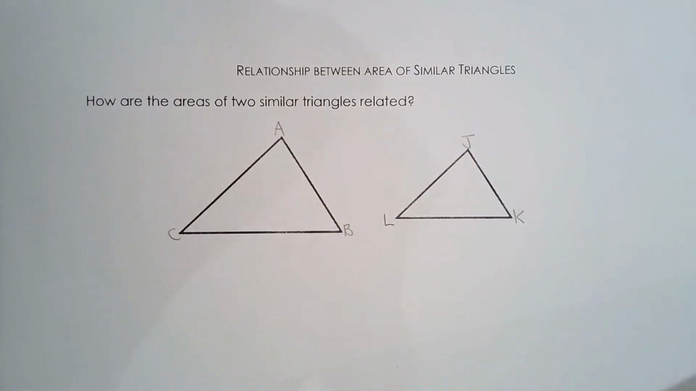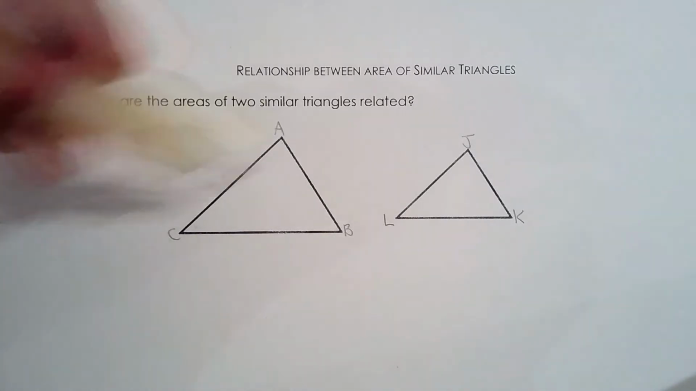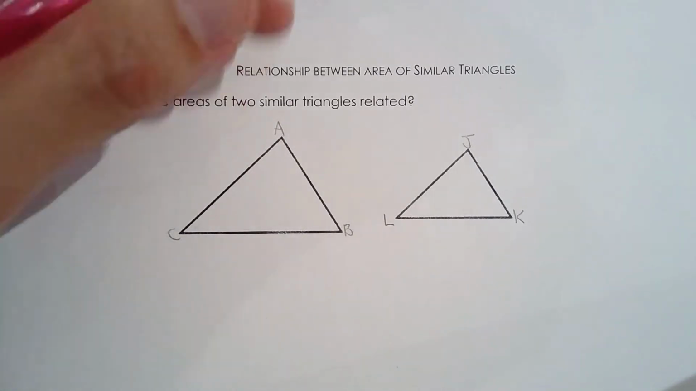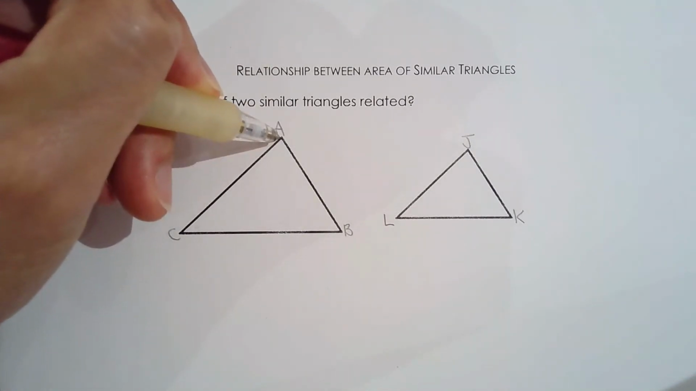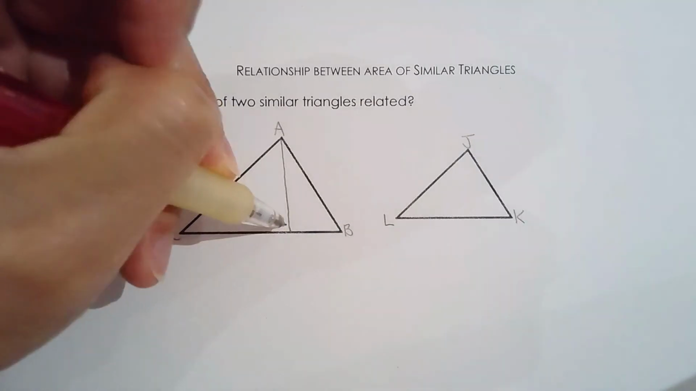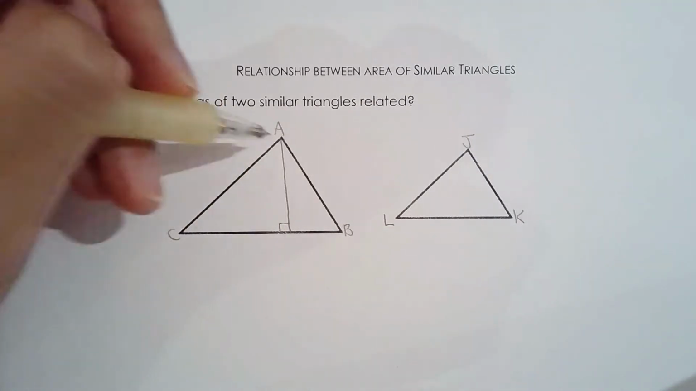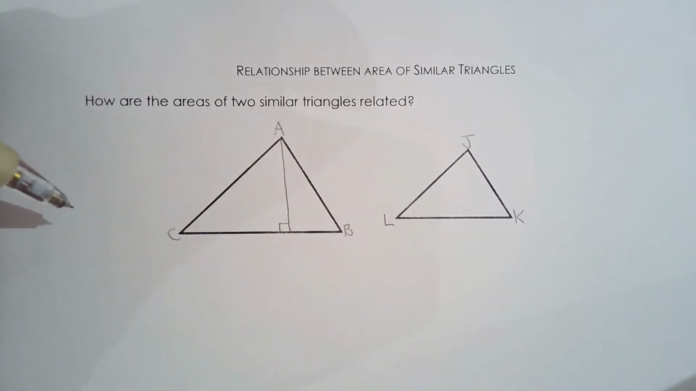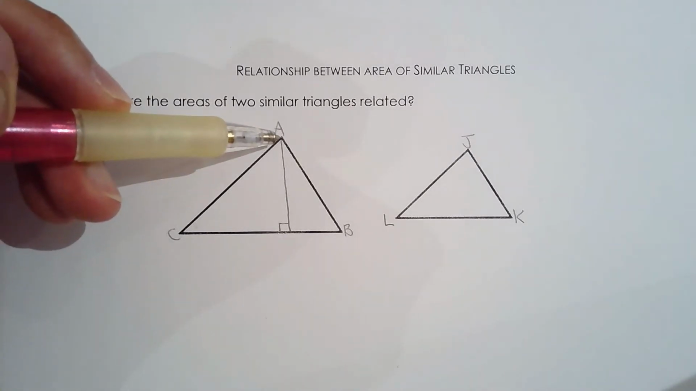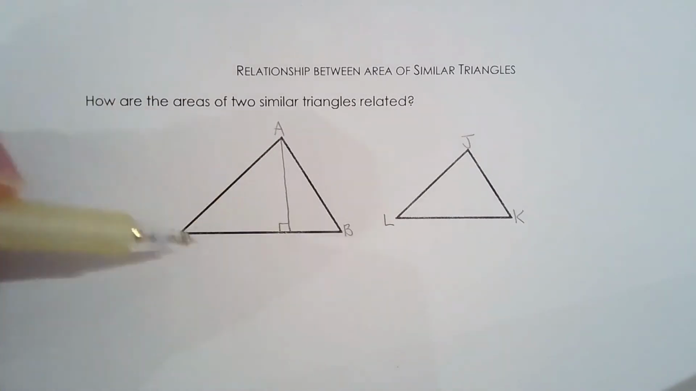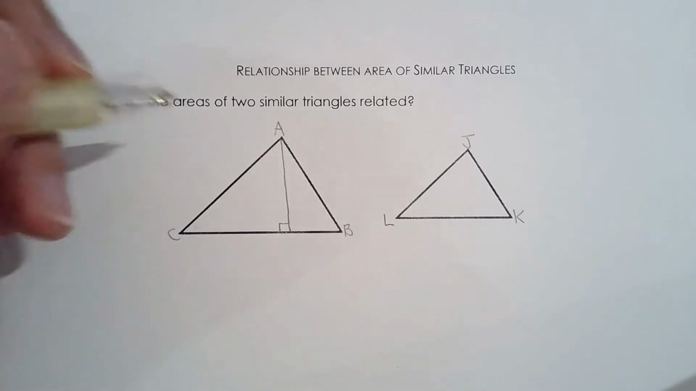Now, because our goal is to talk about the relationship between the areas of the two triangles, I think it's a good idea to draw the altitude, okay? Now, you can choose different vertices, but I'm going to choose from vertex A. It doesn't really matter, but based on the way that the diagram is given to us, I'm going to draw the altitude from vertex A. Remember, if it's from vertex A, it's perpendicular to the opposite side. That's what makes it the altitude.